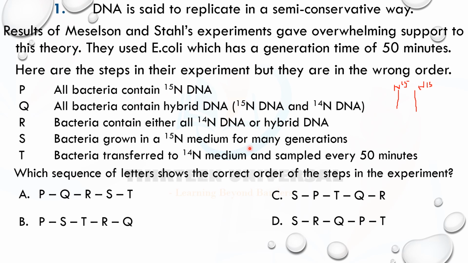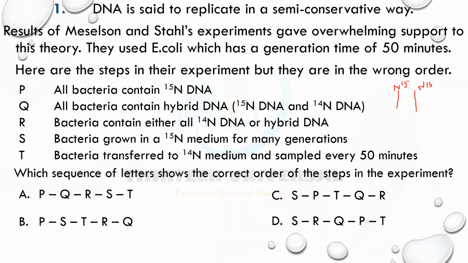But if you continue to verify whether it is correct, after P, that's all bacteria contain the N15 isotope, you go to the next one, which is T. T says all bacteria transferred. This is when you transfer them to an N14 medium and then sample every 50 minutes. This logic is correct. Then after that, Q says all bacteria contain... So after the first generation time, the bacteria, this is why I waited here.